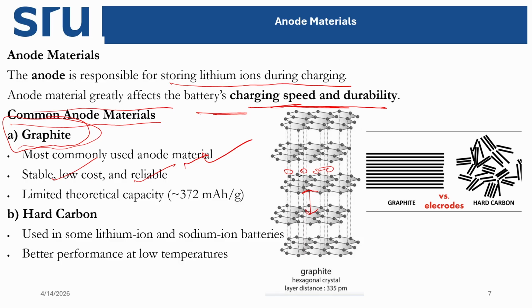Another material used is called hard carbon, but this is very rarely used in lithium-ion batteries. It is mostly used in sodium-ion batteries.